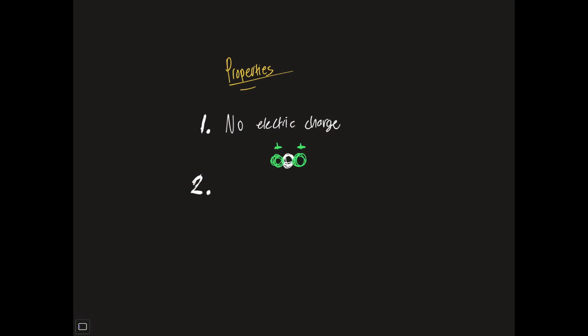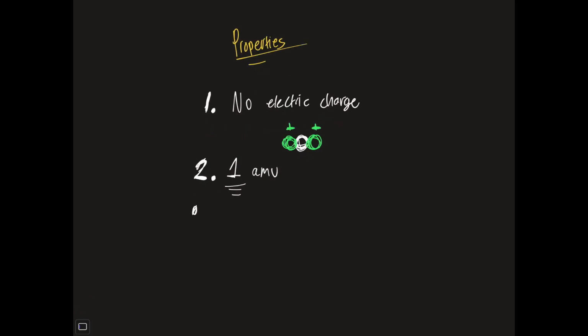It weighs 1 atomic mass unit. A third property of a neutron is that its diameter is, we could say, 1.7 times 10 to the negative 17th power meters.